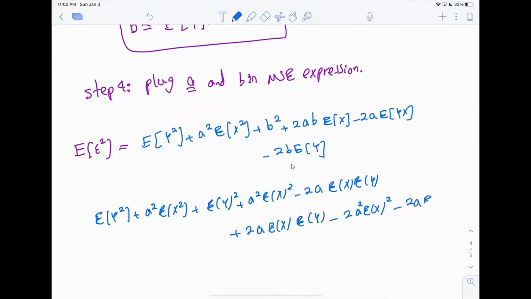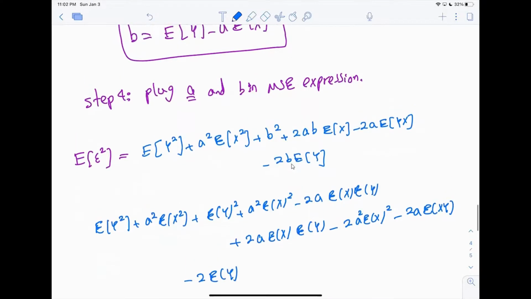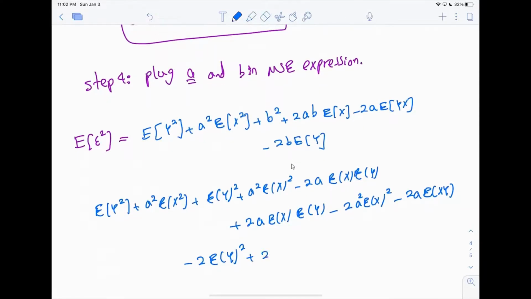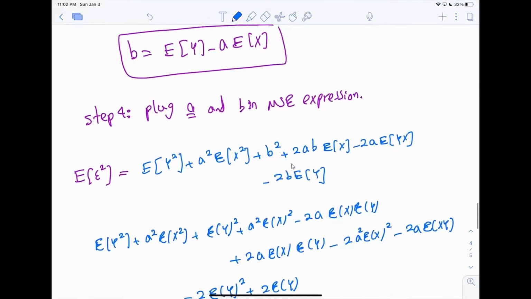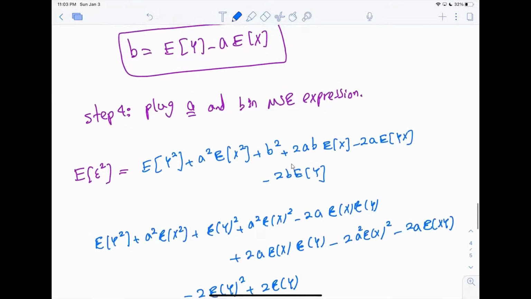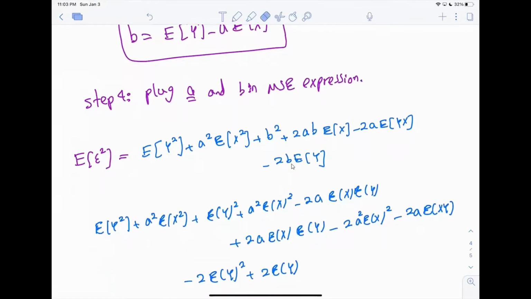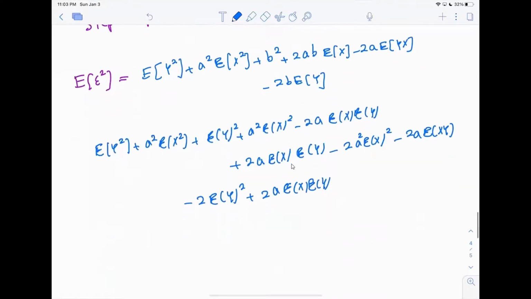Minus 2A E of xy minus 2 E of y. Now instead of B we're gonna plug once E of y square. The other time we're gonna have 2 E of y, because there is a negative negative, and 2A E of y, yes. So hopefully we have done it correctly. The time for simplification now.